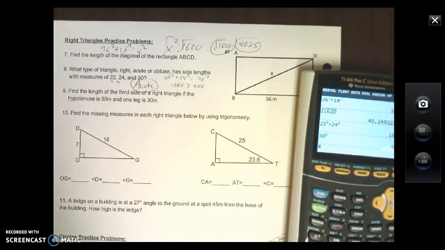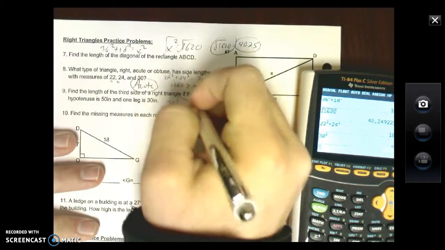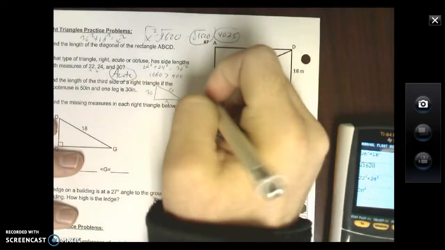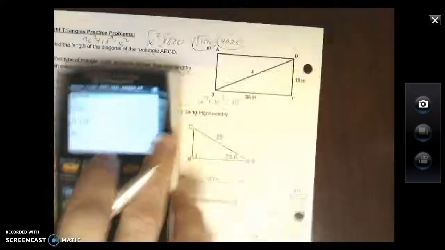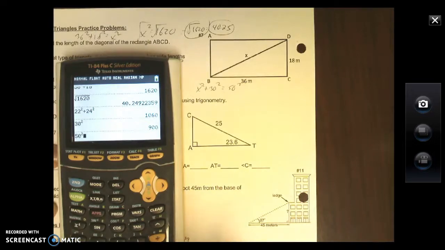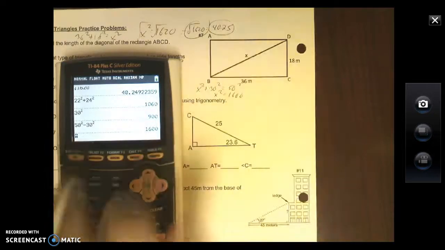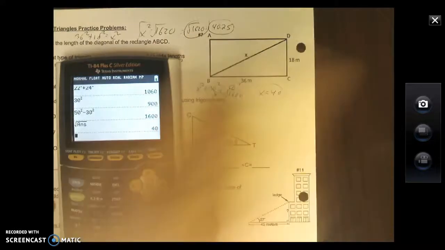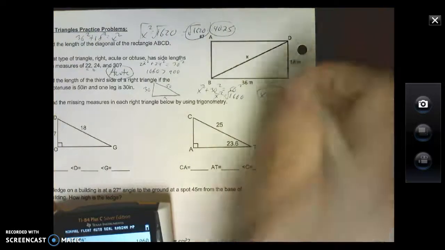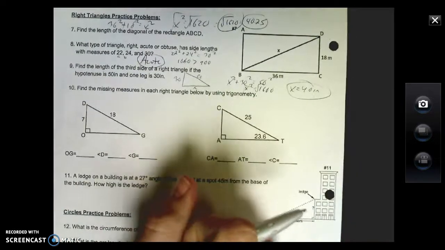Number 9, find the length of the third side of a right triangle if the hypotenuse is 50 inches and one leg is 30 inches. So we're looking at something like this. One leg's 30, the hypotenuse is 50, and I'm trying to find that. It's just x squared plus 30 squared equals 50 squared. I have to do 50 squared minus 30 squared. I get x squared equals 1600. Square root the answer. x equals 40 inches. There we go.